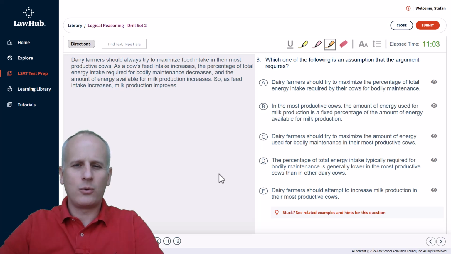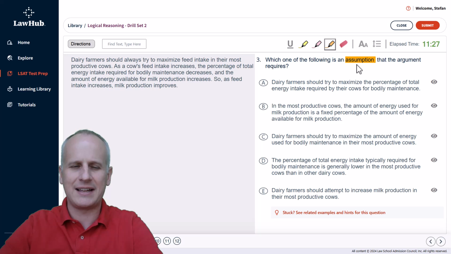Here we are at question number 3 of logical reasoning drill set number 2 at lawhub.lsac.org. And we already have our highlighting tool selected. And as always, we're going to go straight to what the question task is and highlight that task for ease of reference. Question 3 states, which one of the following is an assumption that the argument requires?